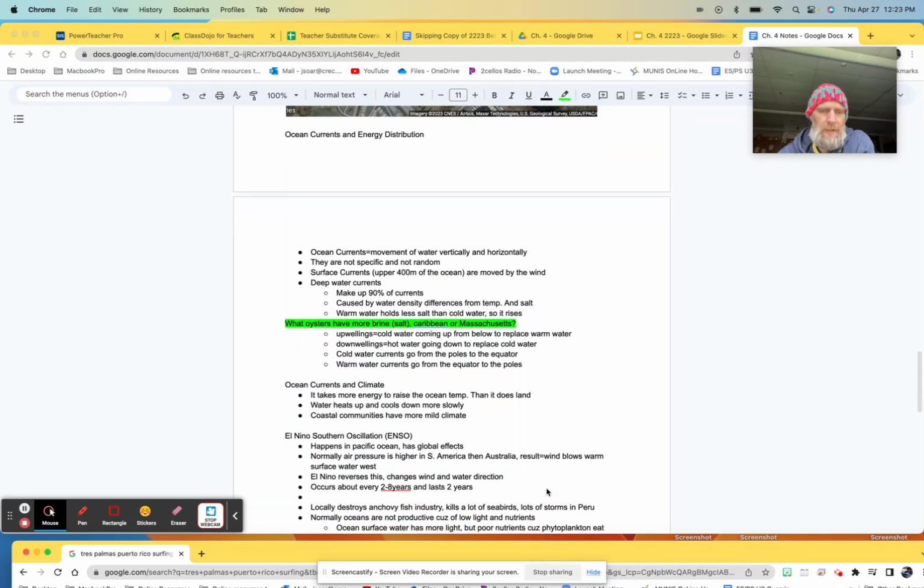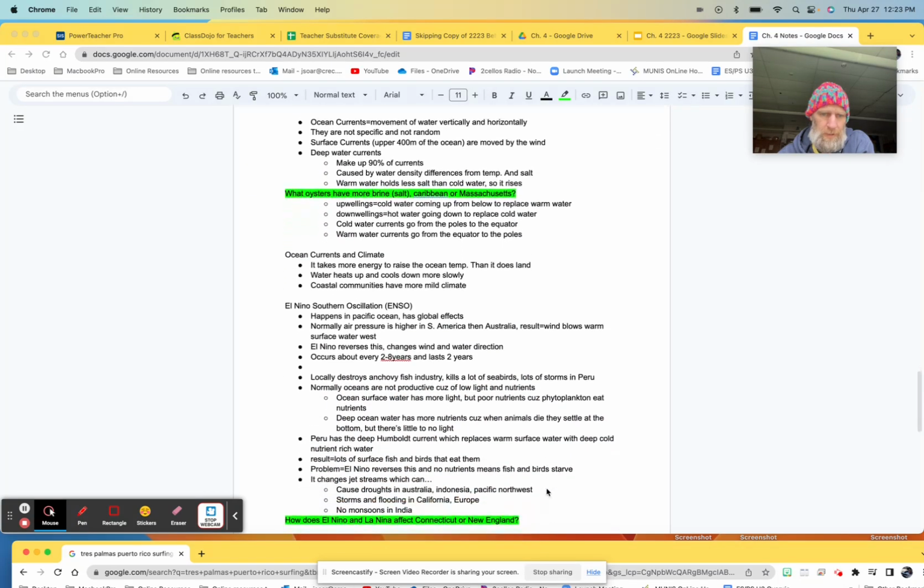Ocean currents and climate. It takes more energy to raise the ocean temp than it does land. Of course, once that ocean temp is warmed, it has more of an effect, and good luck cooling it off. It takes longer to cool off, too. Water heats up and cools down more slowly. Coastal communities have a more mild climate because of this. Like if you're on Cape Cod in Massachusetts, there are years where you can play golf all year long, even in January. And you're like, how the heck are you in Massachusetts playing golf? Well, it's because that ocean is on two sides of the Cape and it keeps the Cape somewhat mild, warm.